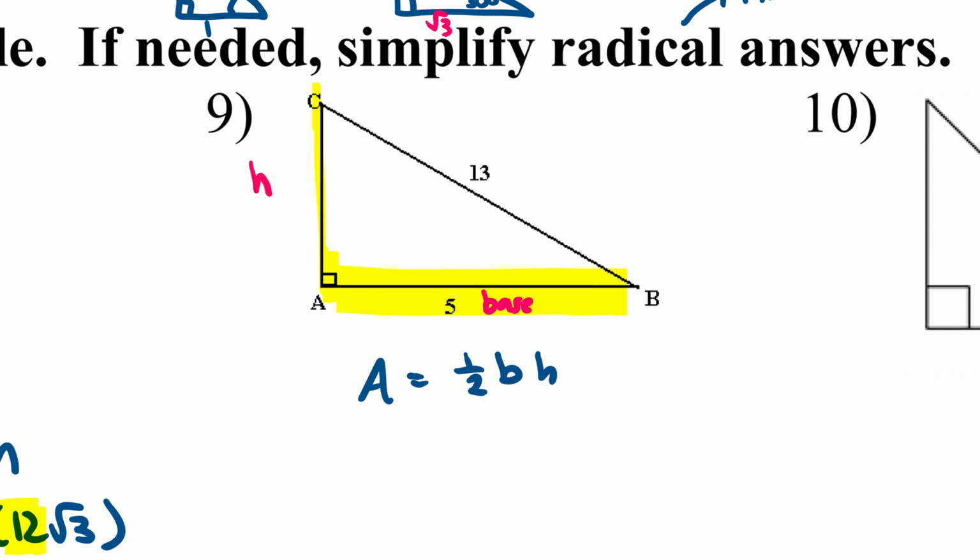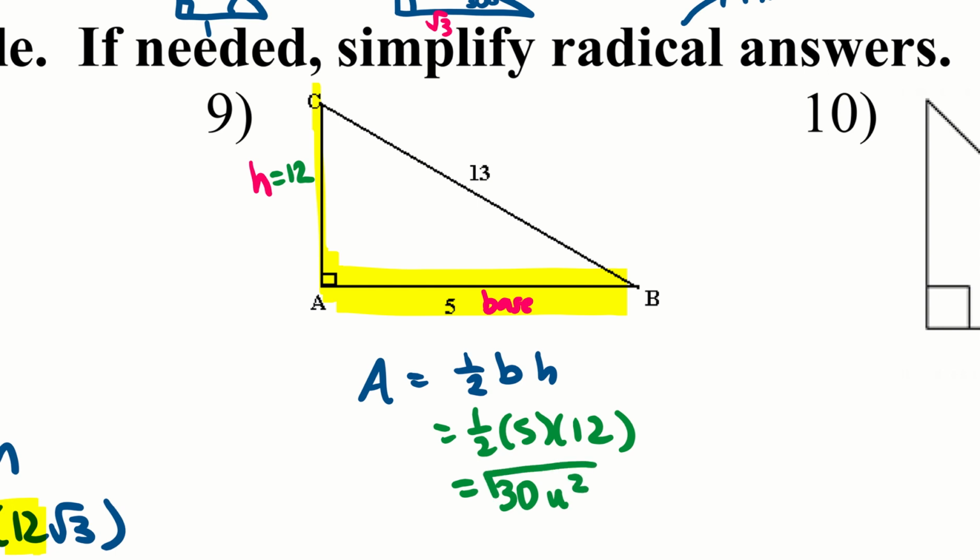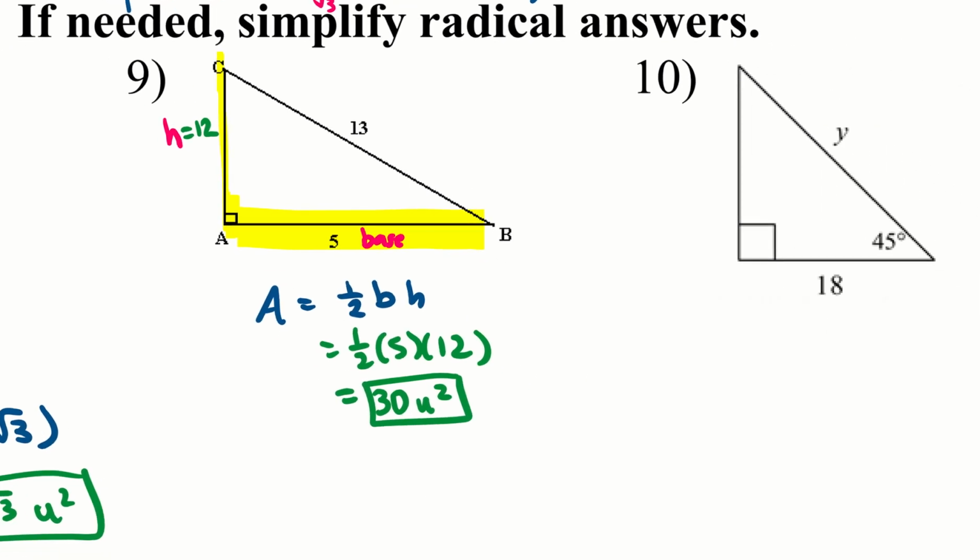Well, you might recognize this as a triple. This is 5, 12, 13. And so I can use 1/2 of 5 by 12 in order to get my answer. 5 times 12 is 60, and half of that is 30, or I could, of course, use my calculator. I could also do 1/2 of 5, which is 2.5 times 12. A little harder for me to multiply that, but it still works.